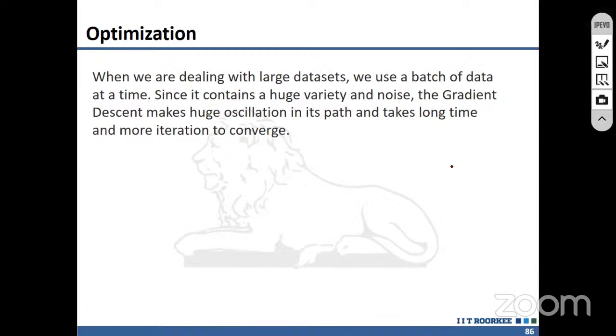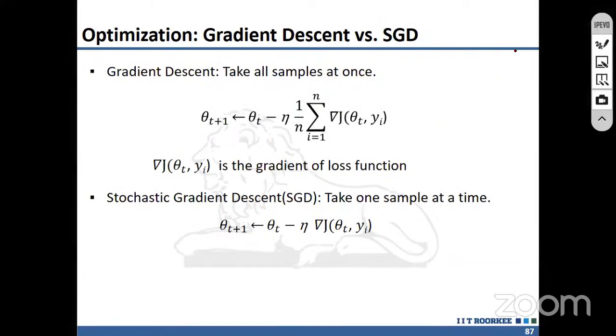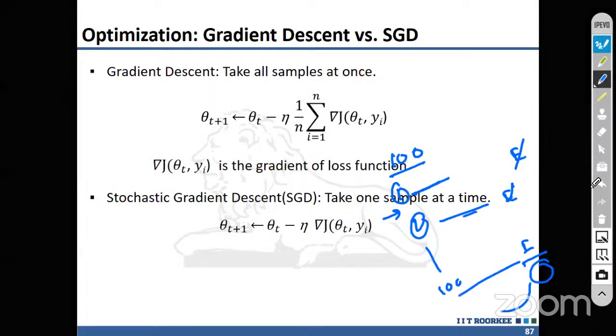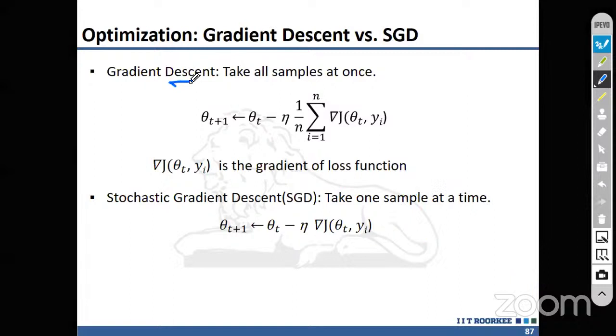Okay, so if you see, when I go with a small update for each sample, if I want to modify the weights, it will take a long time, and it will also take lots of iterations to converge. So there are different ways. The first one is gradient descent. Okay, simple gradient descent is to take all examples at once and then you modify the weights.